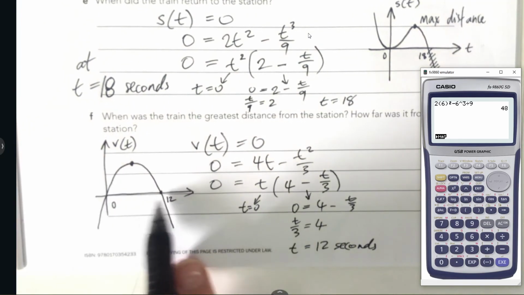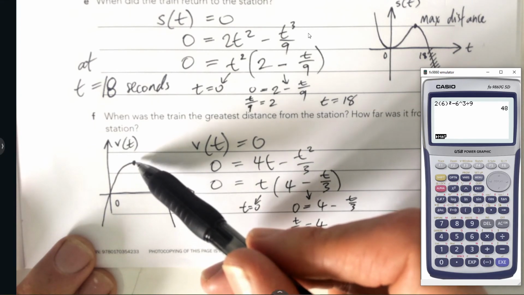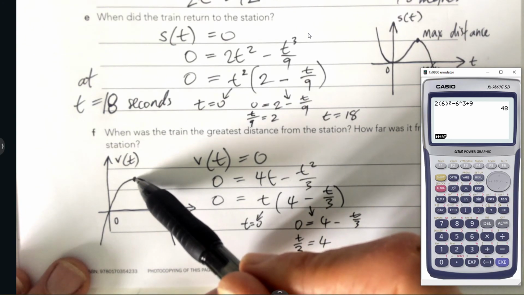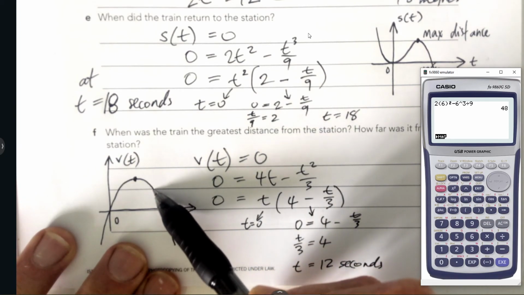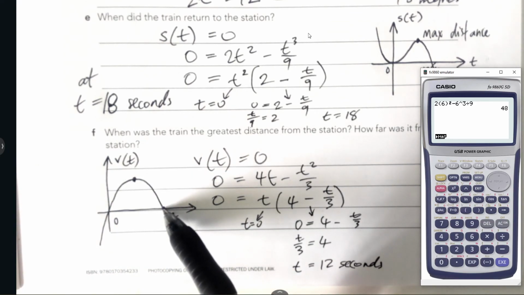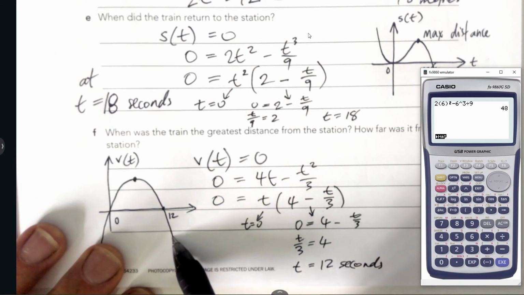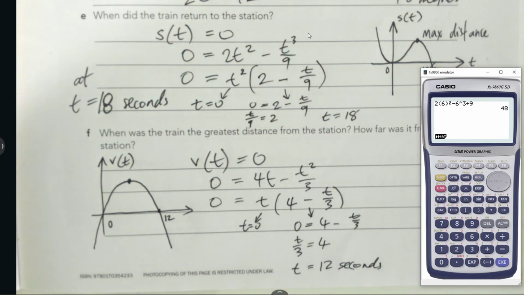This is looking at velocity, so the train's going faster and faster and faster, but then I want you to understand this concept: its speed is actually decreasing, but it is still going forward, right? The train's still going forward, and then at this point the train is stationary because its velocity is equal to 0, and from there onward the train is in reverse, right? So that is the point where it's at its furthest distance away from the station. Okay, that's page 71, done.